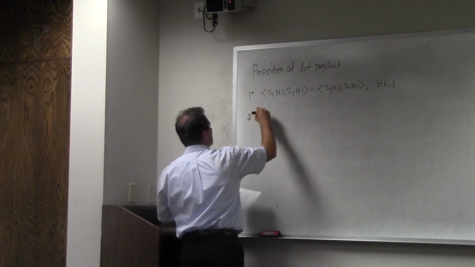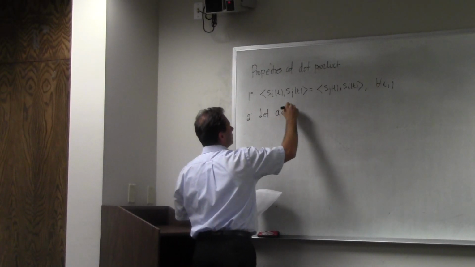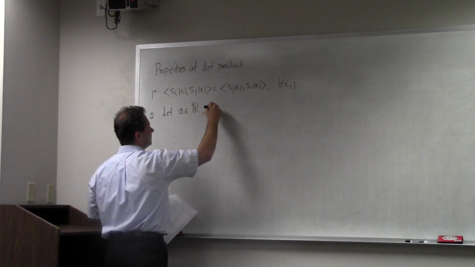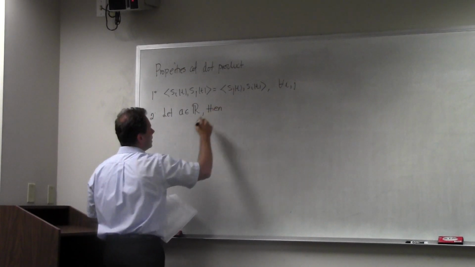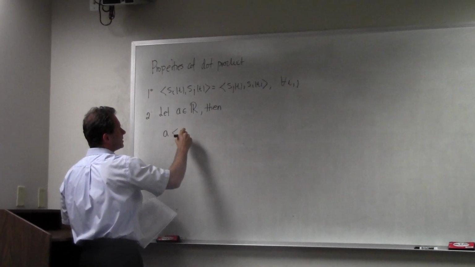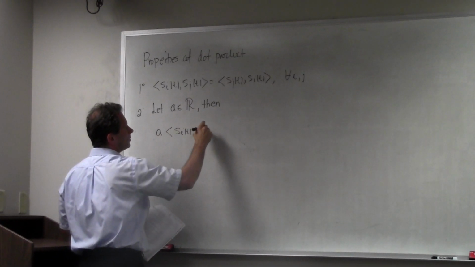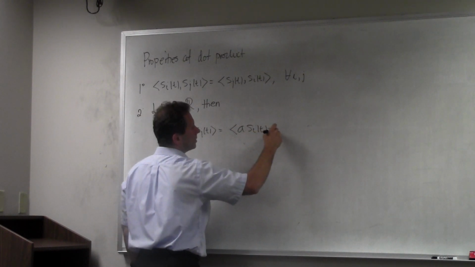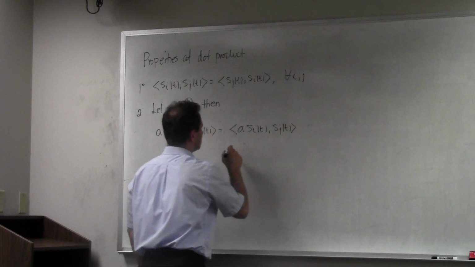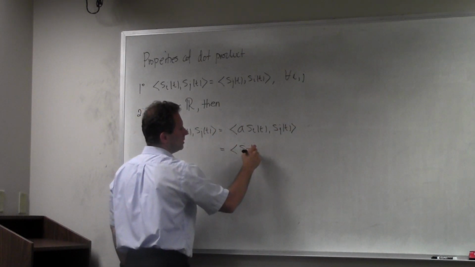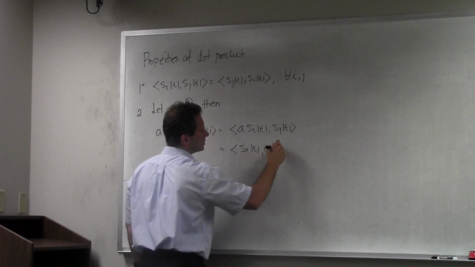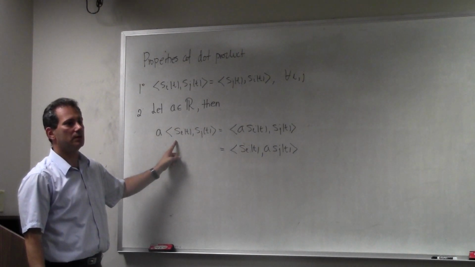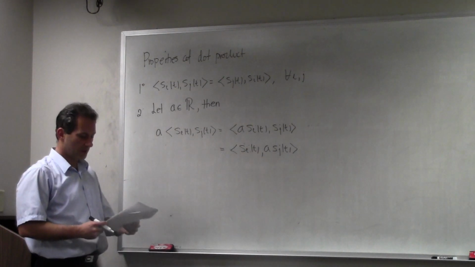The second property: let A be a real scalar. Then A multiplying Si of t in dot product with Sj of t is the same as Si of t in dot product with A times Sj of t. Right? That's again trivial. If you write what this is in terms of the integral, and you write this one and this one, they all yield the same result.